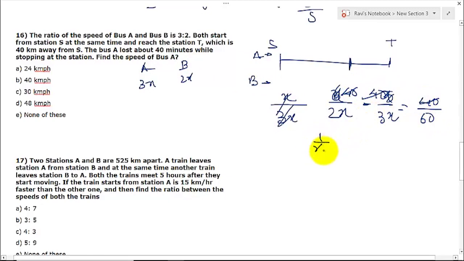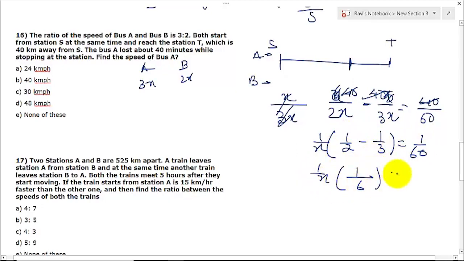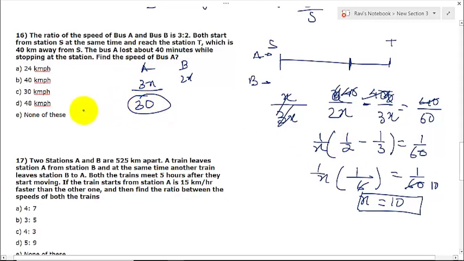So let us take x common from here. 1 by 2 minus 1 by 3 is equivalent to 1 by 60. So 1 by x will be how much? 3 minus 2 is 1, that is 6. 1 by 60, that is 10. So x will be how much? 10. So x is 10. What they have asked you, find the speed of bus A. Bus A will be how much? 3x, that is 30. So value would be 16c.